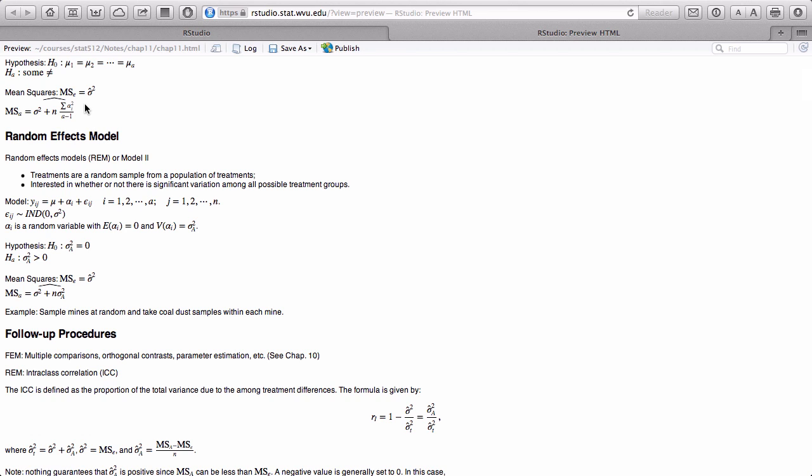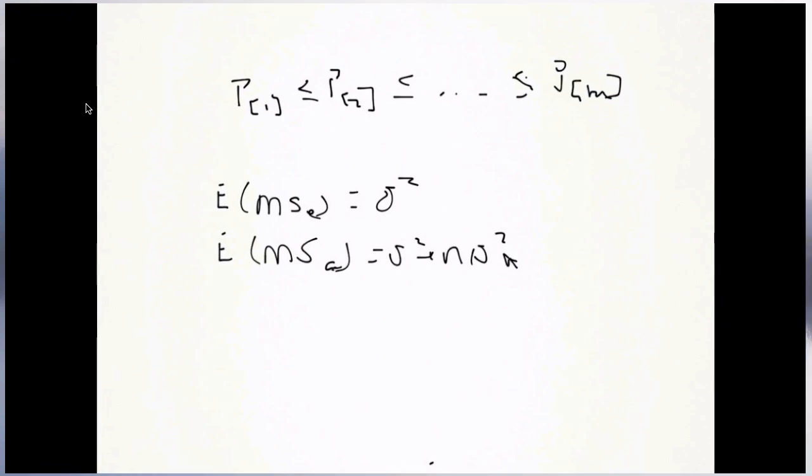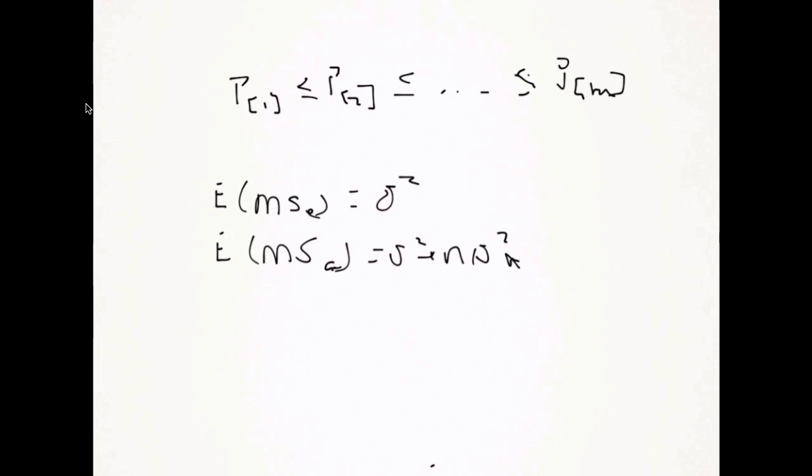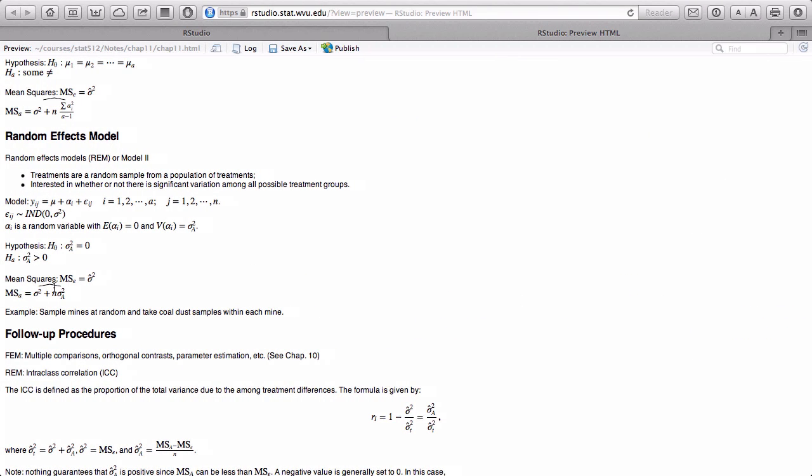So if I look at the mean squares and take the expectation of the mean square, for the random effects model, this is what I get. But for the fixed effects model, when I get the expected value of the mean squared, it's still sigma squared. It's still sigma squared for the fixed effects model, but if I look at the expected value of the mean squared, it will be sigma squared plus n times the sum of the alpha sub i squared over n.